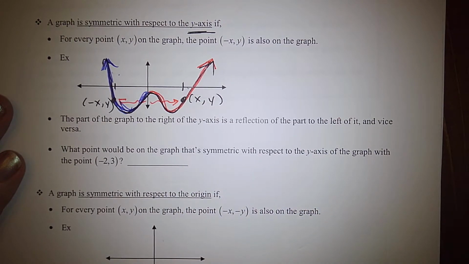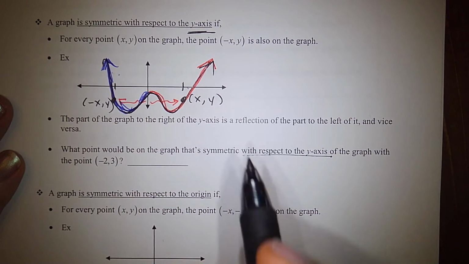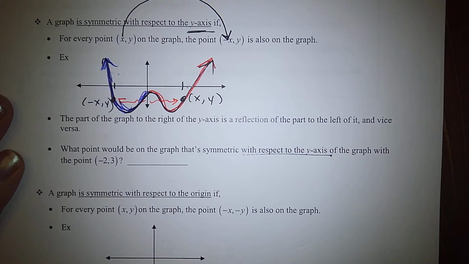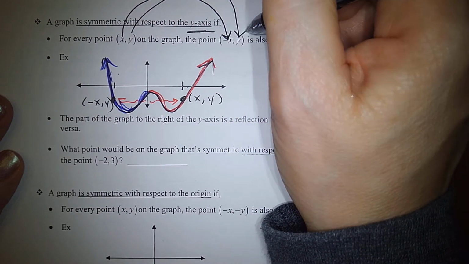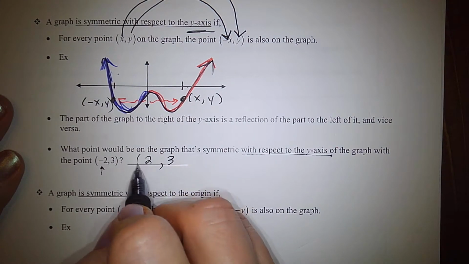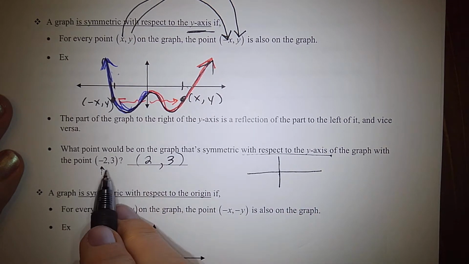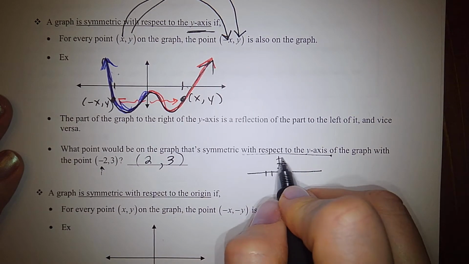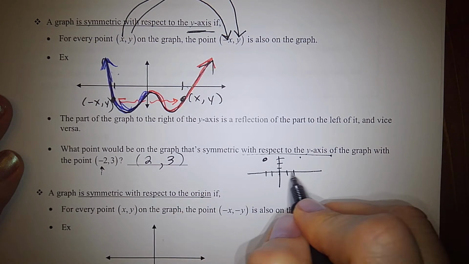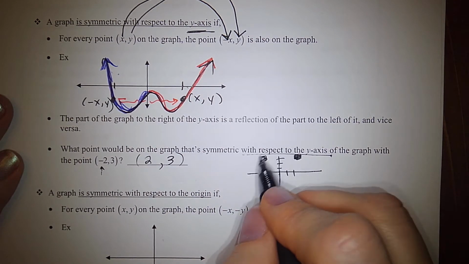So for example, if I had the point negative 2, 3, a point that would be symmetric to the y-axis, all you have to do is change the sign of the x coordinate, and you leave the y coordinate alone. So we'll leave the y coordinate alone and change the sign of the x. And again, a tiny little sketch always helps to prove this. If I have the point negative 2, 3, a point symmetric to the y-axis would be 2, positive 3. So you can see that these two points are symmetric to each other on both sides of the y-axis.